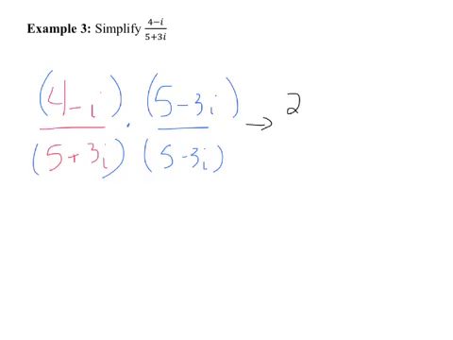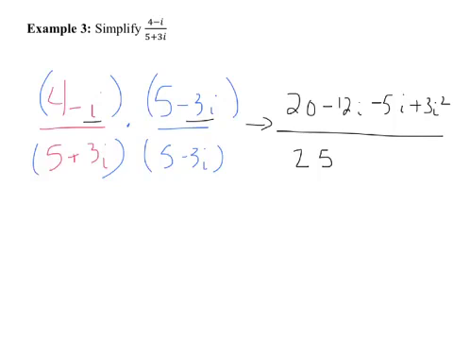This is going to become 20. Outer is going to give me minus 12i. Inner is going to give me minus 5i. And then last is going to be a negative negative, right? This negative times this negative is a positive. So it's going to be a positive 3i squared. All over. Now we FOIL, but we don't have to worry about the inner and outer. Because the outer is negative 15i, the inner is positive 15i. So when I do the outer and the inner, they cancel. So let's just multiply the last part next. So this is going to be negative 9i squared.